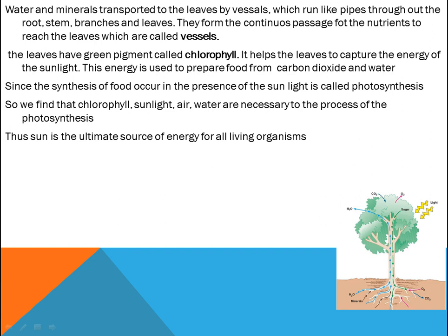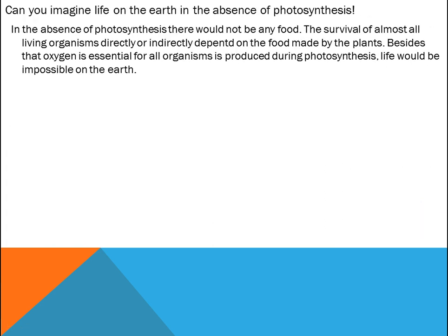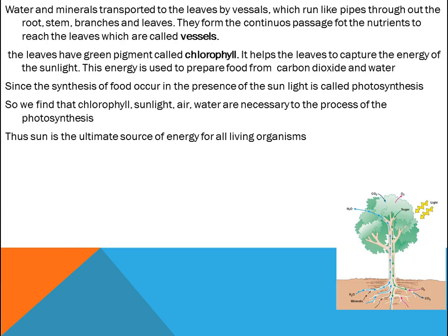The leaves have a green pigment called chlorophyll. It helps the leaves to capture the energy of sunlight. This energy is used to prepare food from carbon dioxide and water.